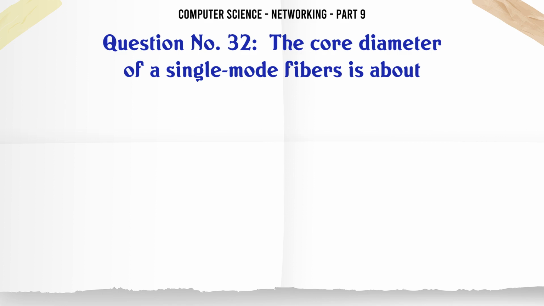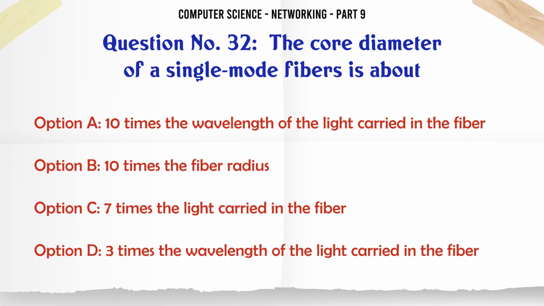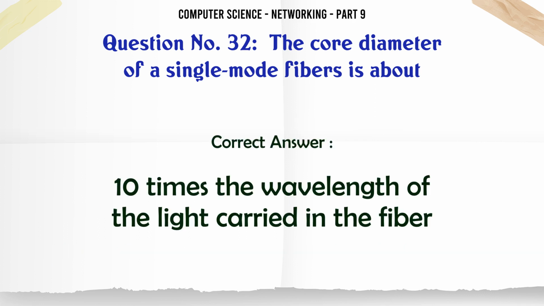The core diameter of a single mode fiber is about A. 10 times the wavelength of the light carried in the fiber, B. 10 times the fiber radius, C. 7 times the light carried in the fiber, D. 3 times the wavelength of the light carried in the fiber. The correct answer is 10 times the wavelength of the light carried in the fiber.